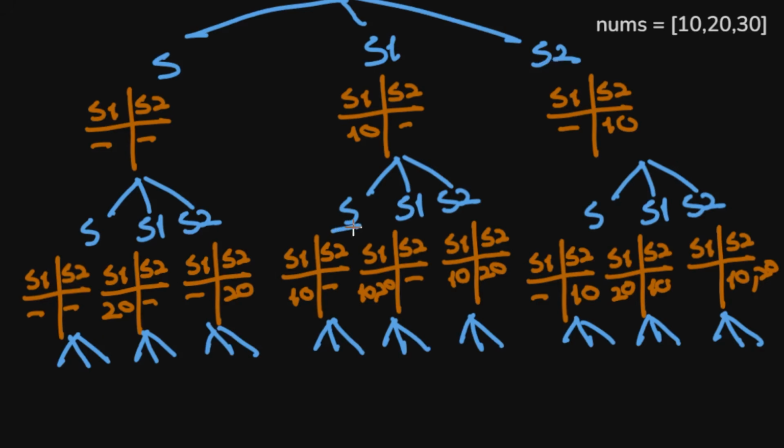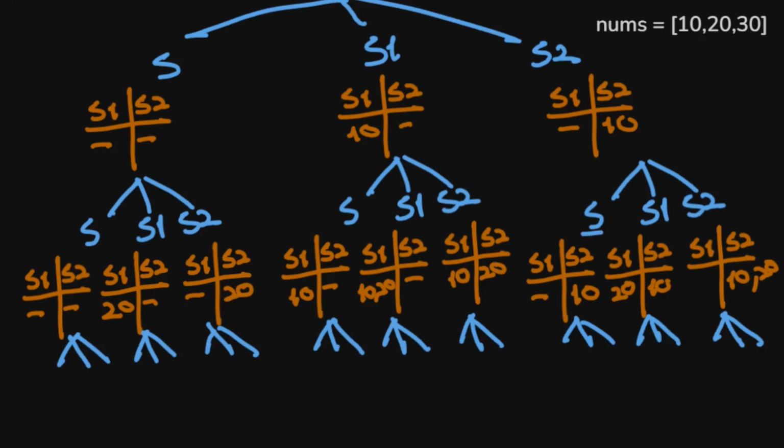Next, we can either skip 20, include it in subsequence 1, or include it in subsequence 2. For example, if we include it in subsequence number 1, now we have 10 and 20 in subsequence number 1, and subsequence 2 is still empty. And here we have the three scenarios for when we include 10 in subsequence number 2.